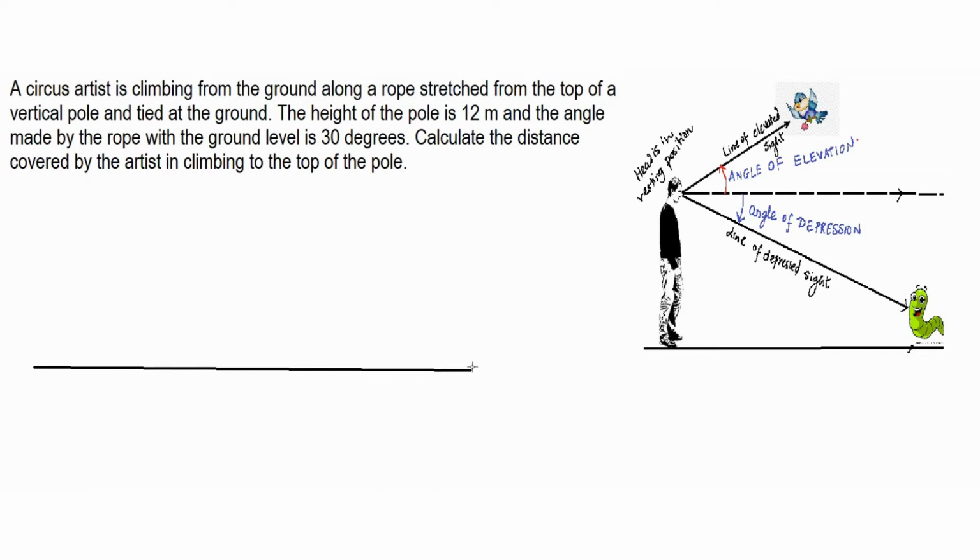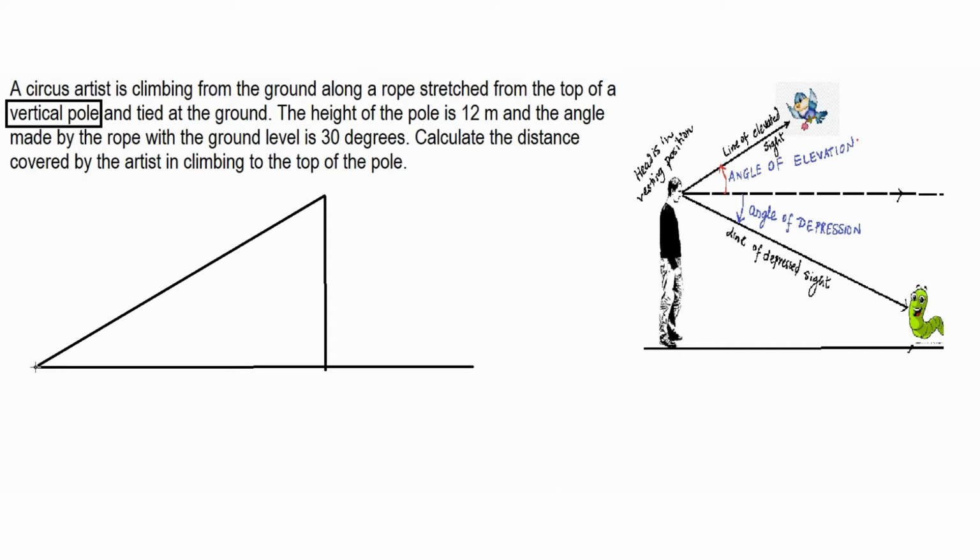So this is the ground level. There is a vertical pole, that is one of the keywords here. So if you notice, they have given me that there is a vertical pole, and the circus artist is climbing along the rope stretched from the top of a vertical pole, and it is tied to the ground, right? It is tied to the ground. So this is basically the rope which is connected to the top of a vertical pole.